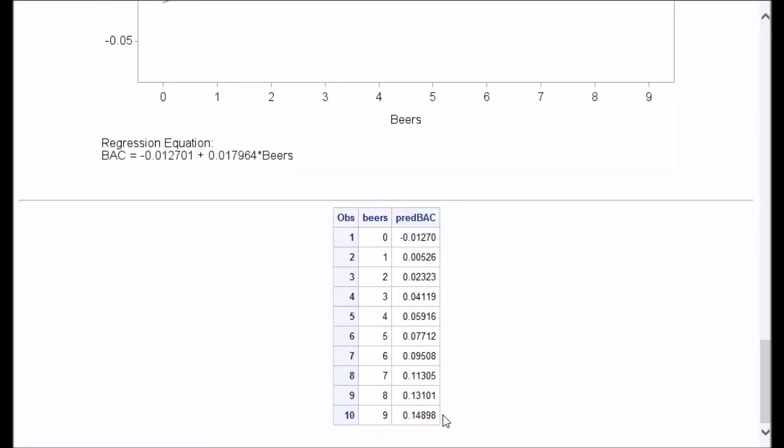It's giving you an intercept that starts the line out. Where does the line begin when the predictor is 0? And then that slope tells you how that line is increasing, the rate of increase in BAC per unit increase in number of beers consumed. So hopefully that gives you a sense of how these models might be used in practice and how to interpret the parameters of the regression model.